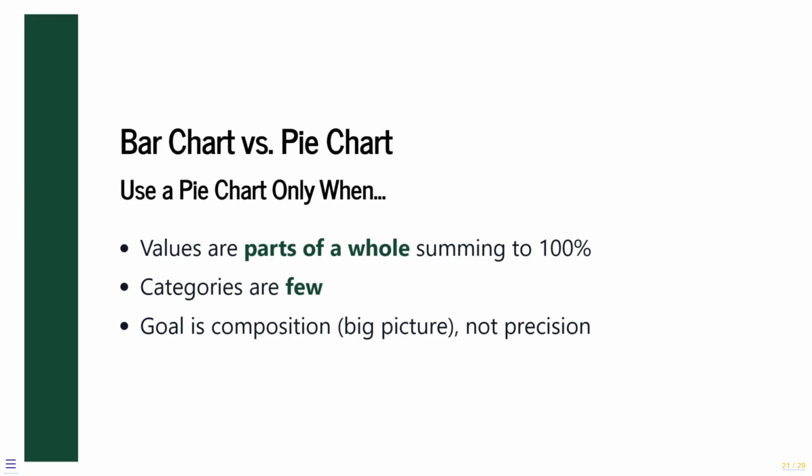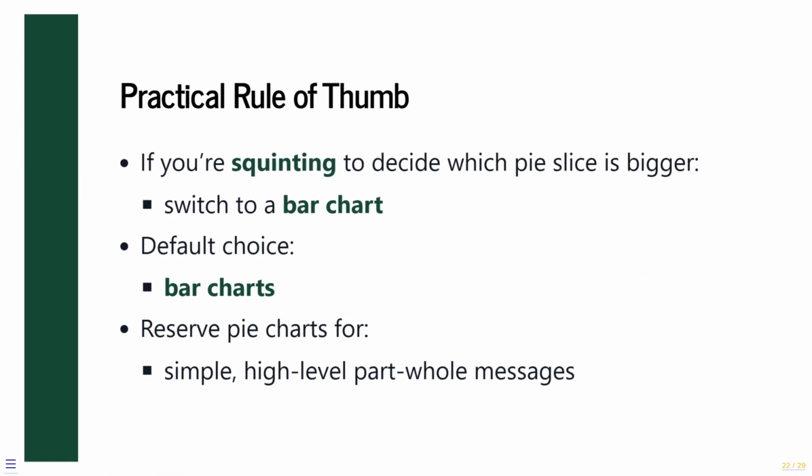Use a pie chart only when the goal is to communicate the overall composition, not precise differences. Pie charts are effective for conveying the big picture, such as showing that one category dominates the total, rather than for comparing closely sized categories. If you find yourself squinting at a pie chart to decide which slice is larger, that's a sign the chart is doing too much. In those cases, switch to a bar chart.